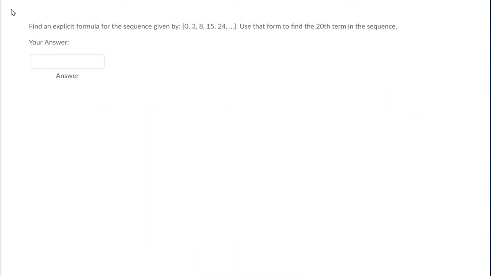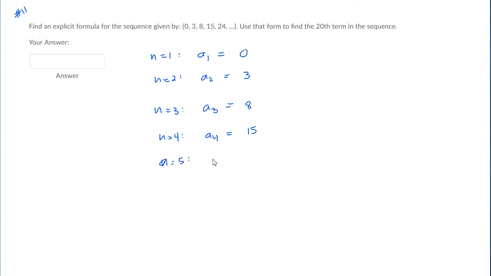Okay, so here we are on problem 11. And again, we want an explicit formula to generate these terms. So when n is 1, we want a1 to have the value of 0. When n is 2, the term is a2, and we want a2 to have a value of 3. When n is 3, we want a3 to have the value of 8. When n is 4, we want a4 to have the value of 15. When n is 5, we want a5 to have the value of 24, etc.